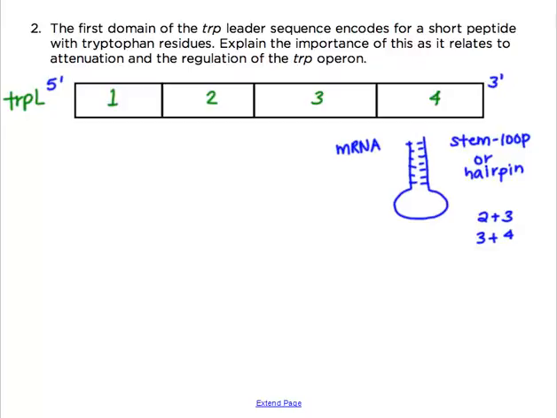So as it says in the problem, the first domain is going to make a short peptide. So I'm going to draw that as just a few circles for amino acids. And it does have a few tryptophan residues in it, so I'm going to draw the tryptophan in red. Now remember that this short peptide, first the DNA, which is what's written, has to be transcribed into mRNA, and then the mRNA has to be translated into a peptide. So I'm going to write translation here.